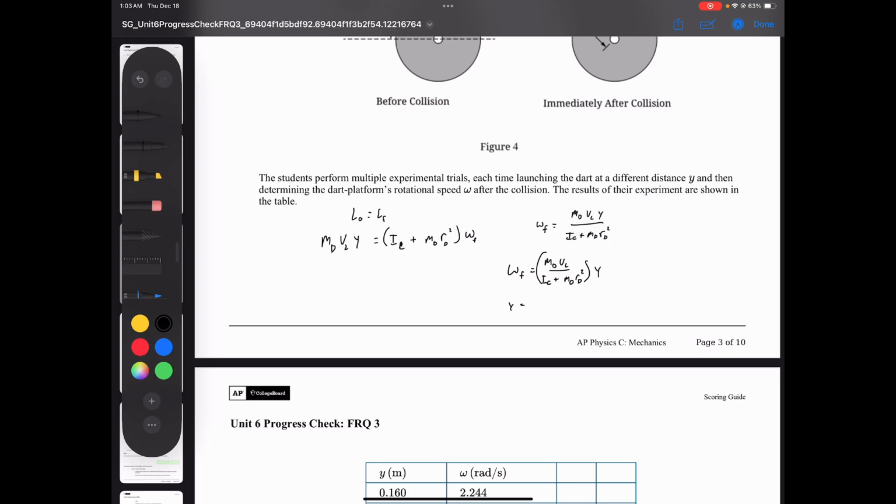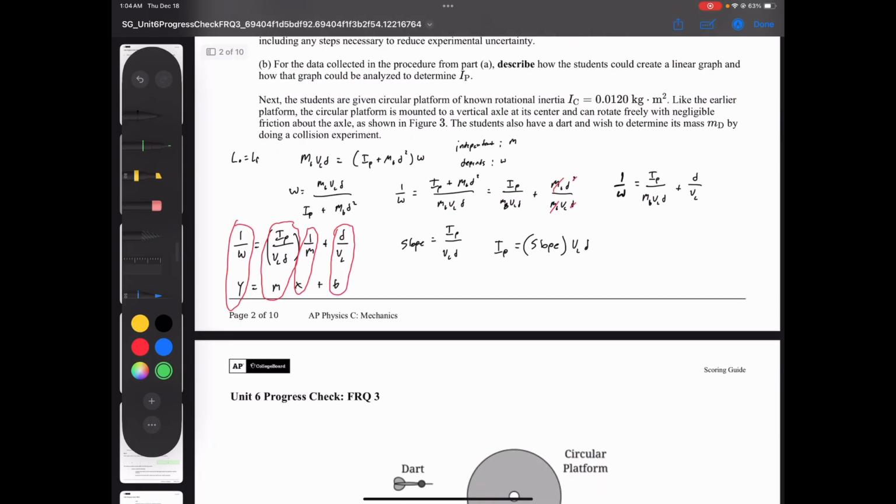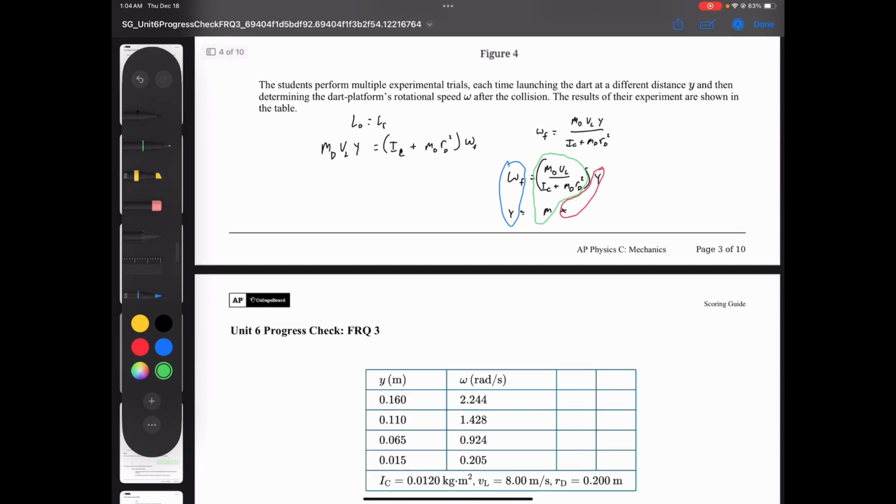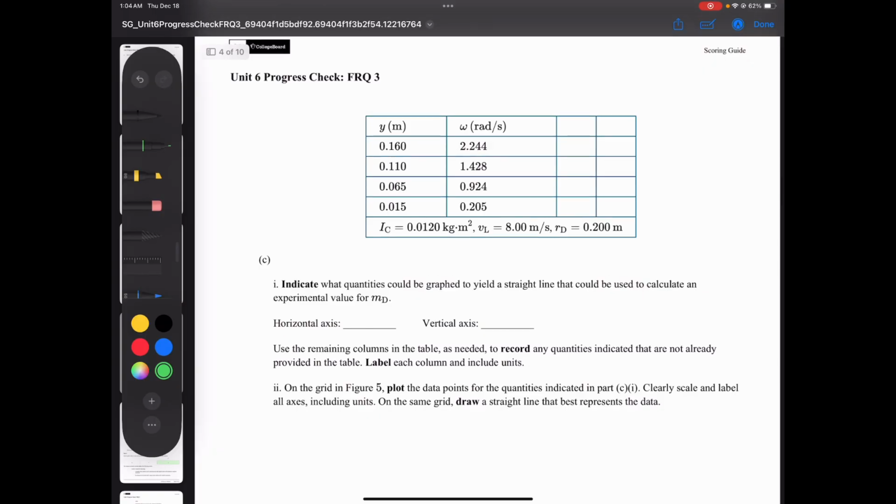And then again, it's the same process for linearization. So I have here my vertical axis is omega, my horizontal axis is going to be the distance from the axis of rotation, y, and then finally my slope is this giant expression over here. At least there wasn't too much algebra finagling like with the previous one. So the horizontal axis is going to be the independent variable, y. And for my vertical axis, that's going to be omega.